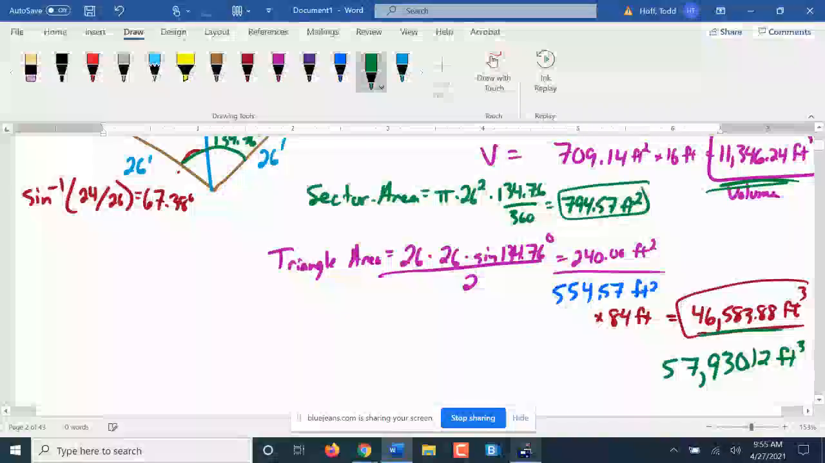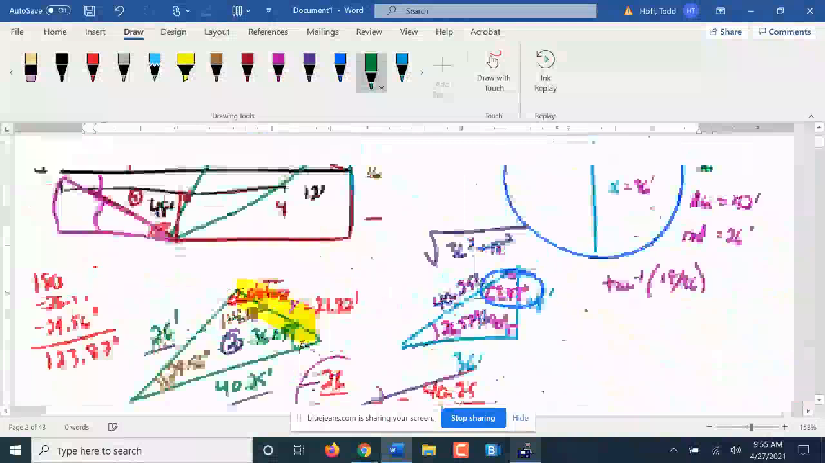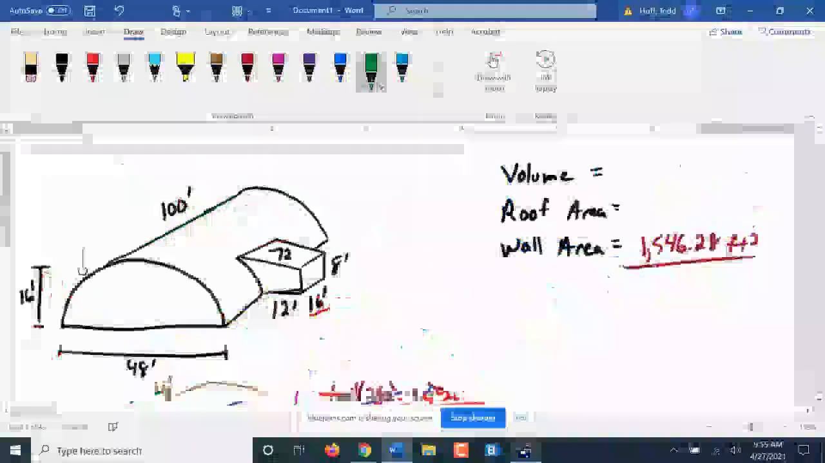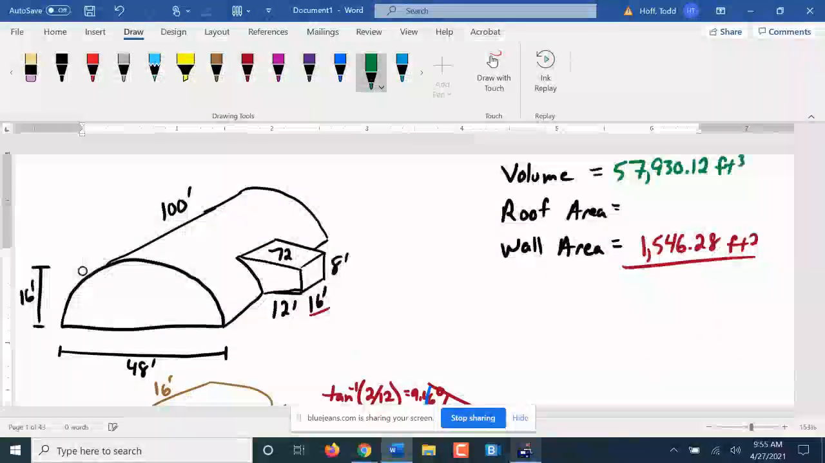Giving us 57,930.12 cubic feet. That is our volume of that whole thing. So we've got the wall area, we've got the volume, we need the roof area.